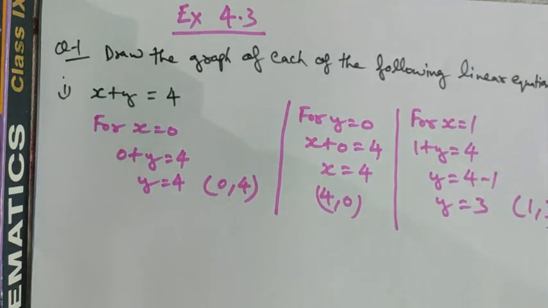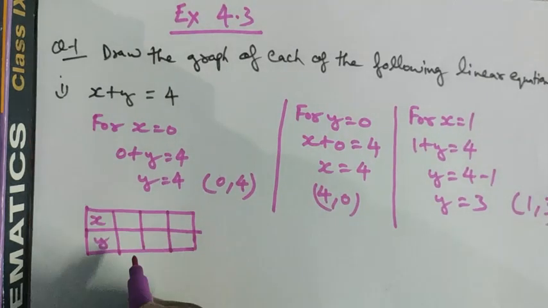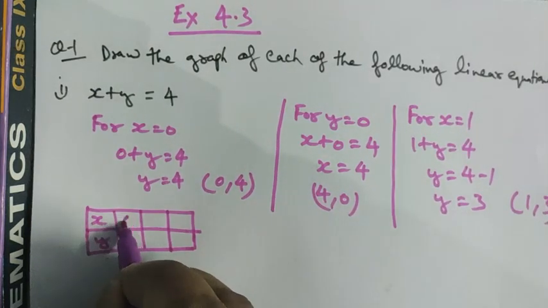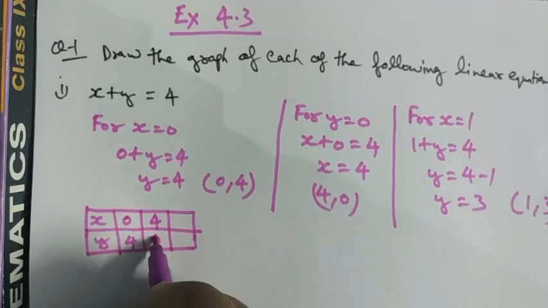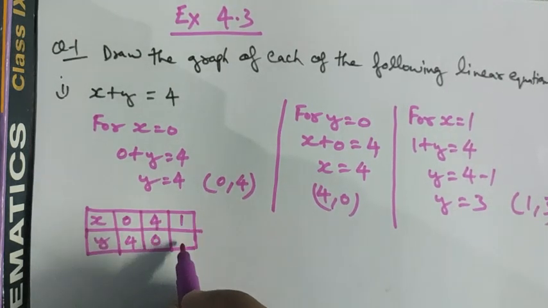So we will just write this in the form of a table. For x equals 0, y equals 4. For x equals 4, y equals 0. For x equals 1, y is equal to 3.